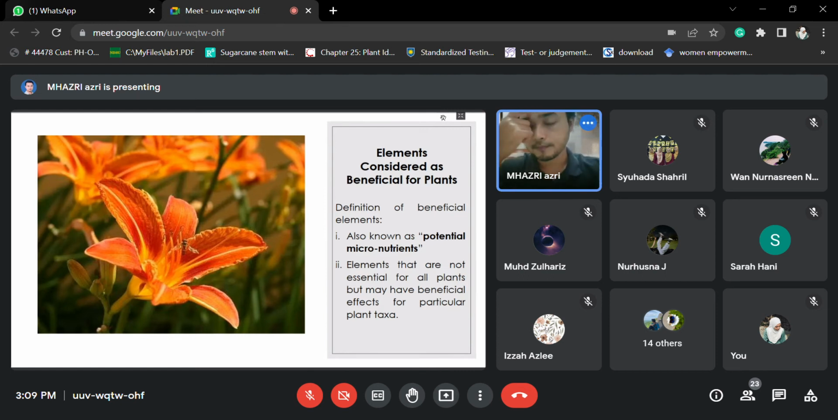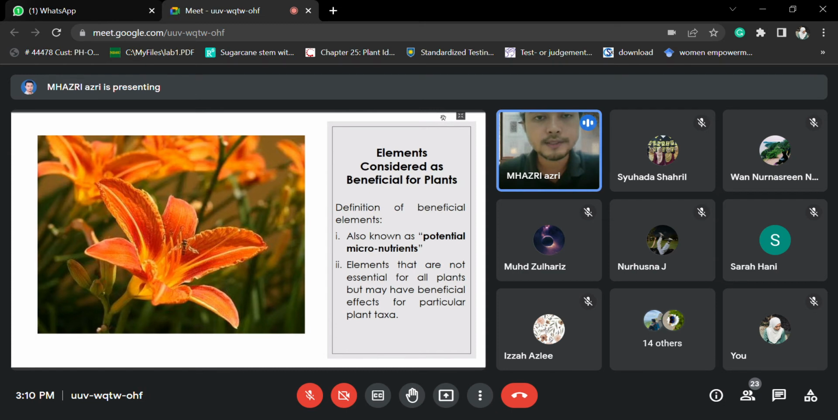So, beneficial elements are also known as potential micronutrients. Why? Because there are several micronutrients that were initially regarded as beneficial elements, but when complete studies have been done, these elements are now classified as essential elements. Okay, for example, nickel, copper, molybdenum, manganese, and iron.